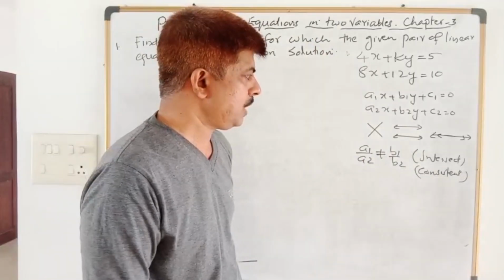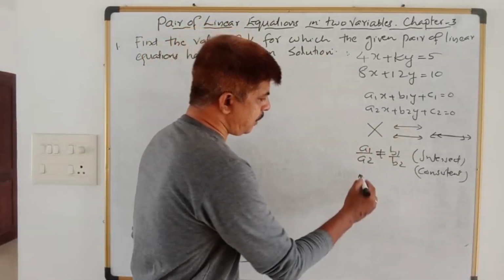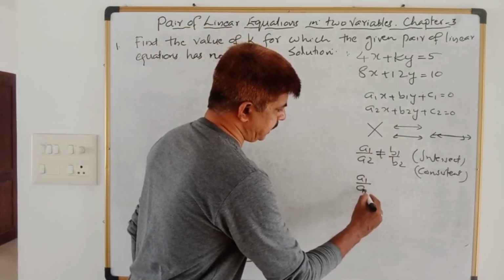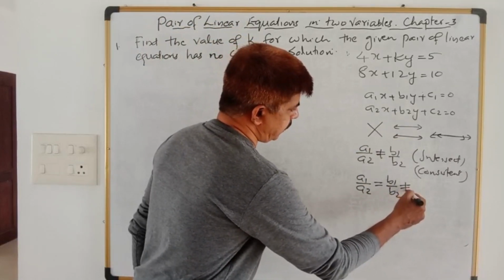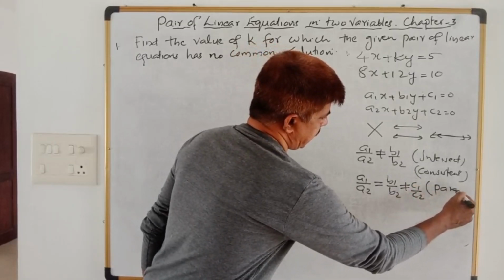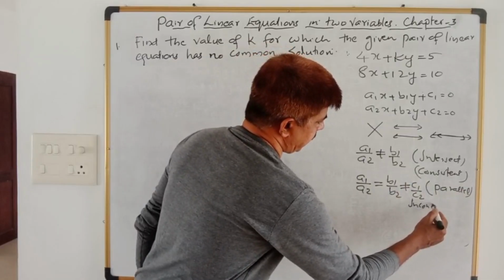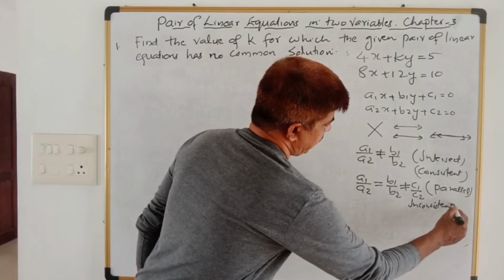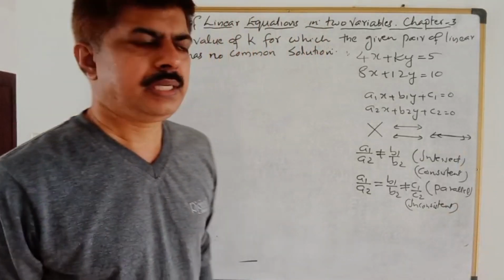Second case, sometimes the graph will represent two parallel lines. What is the method? a1 by a2 equal to b1 by b2 not equal to c1 by c2. In that case we can say that the graph will represent two parallel lines. This is called an inconsistent pair of linear equations in two variables.